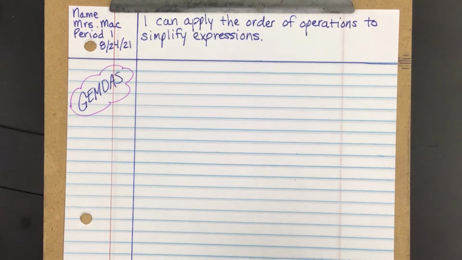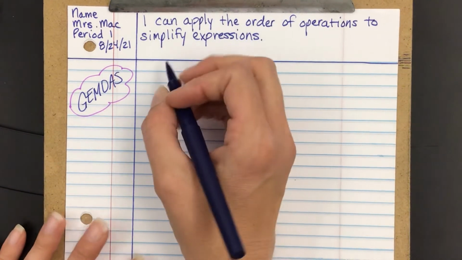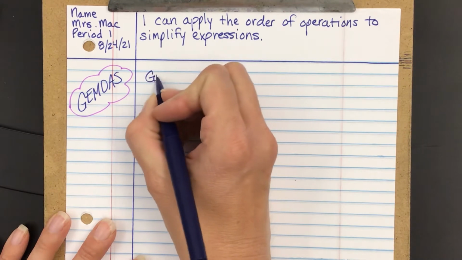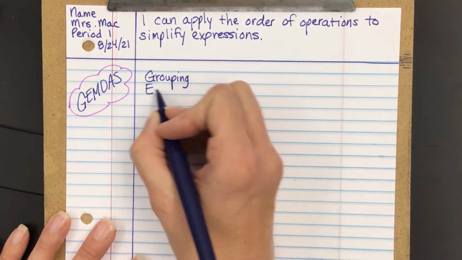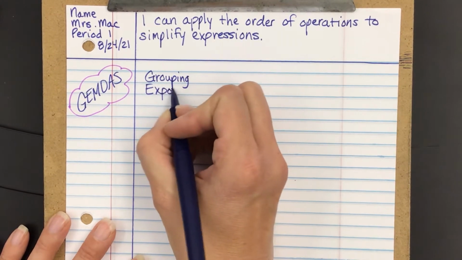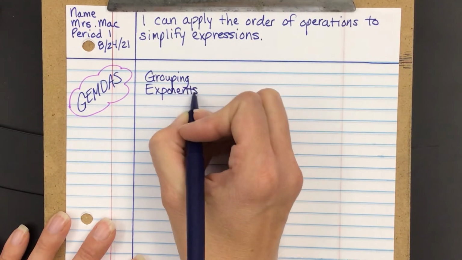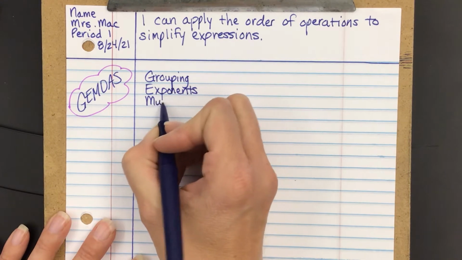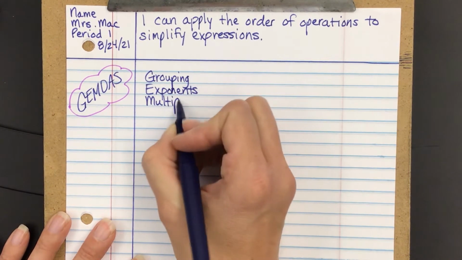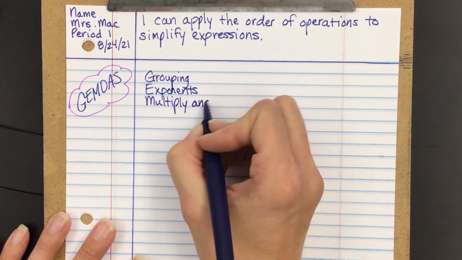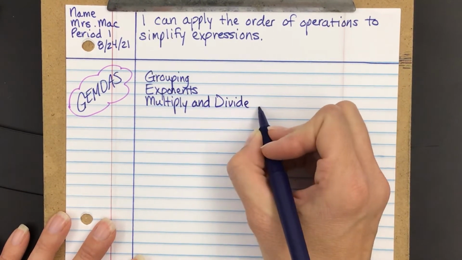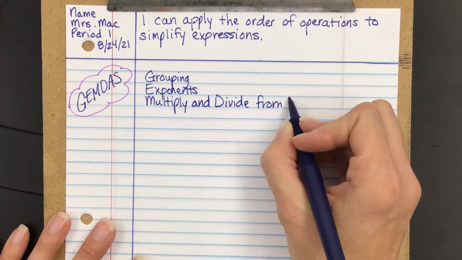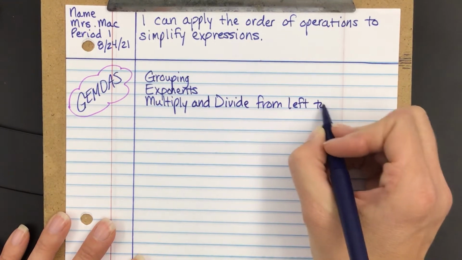All right, so we're going to write down GEMDAS. We're not going to make it all fancy today, but just remember that you have grouping, then you do your exponents, you multiply and divide from left to right.